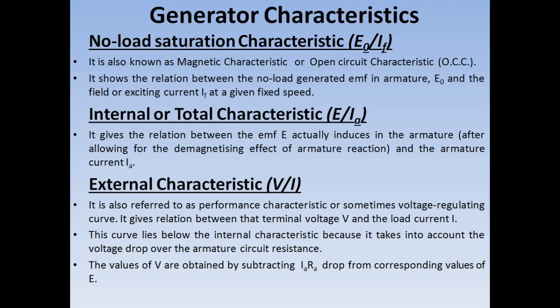The internal characteristics or total characteristics gives the relation between on-load generated EMF and armature current. On-load EMF is represented by E, and the magnitude of this E is always less than that of the no-load generated EMF E0. This is due to the adverse effects of armature reaction.